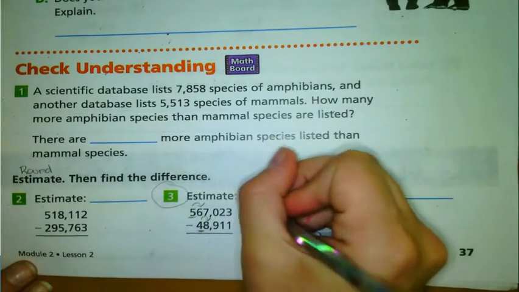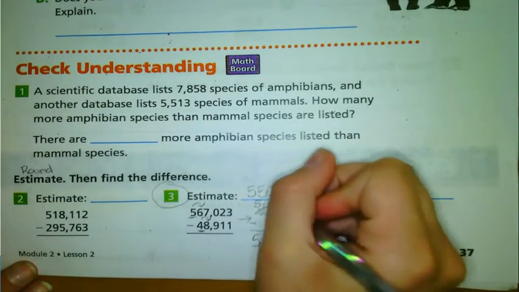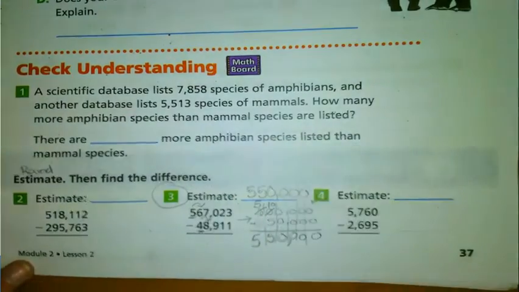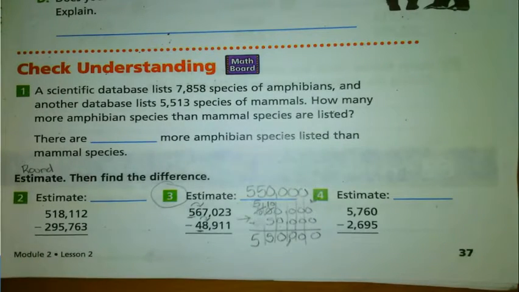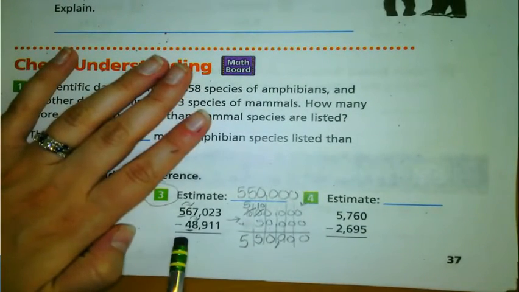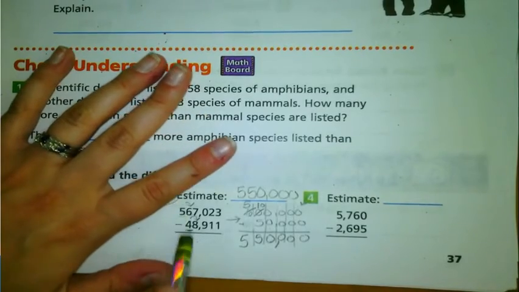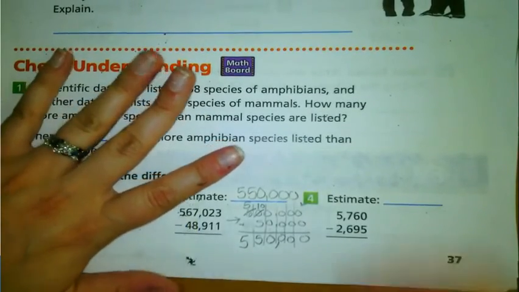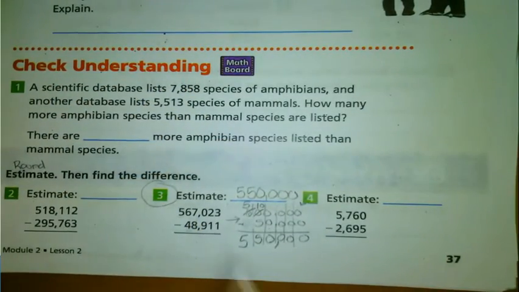So that tells us our actual answer should be close to 550,000. And if it's not close to 550,000, that means we made a mistake when we subtracted the real numbers. So now that they've done that part, they're ready to start actually subtracting.